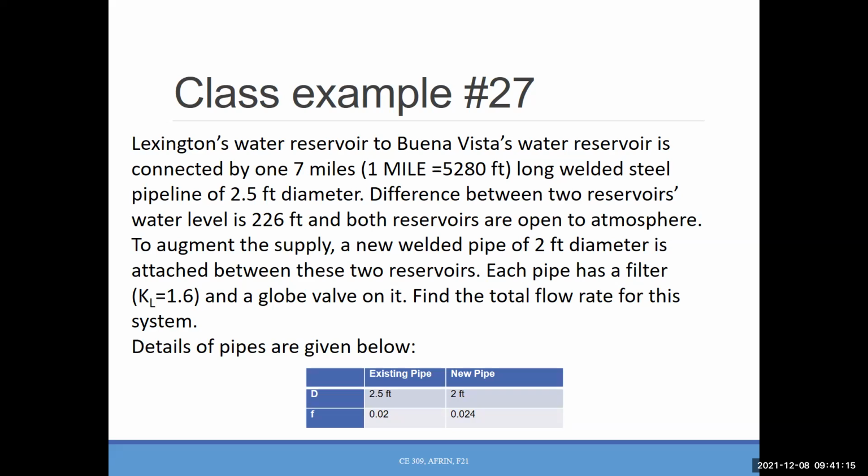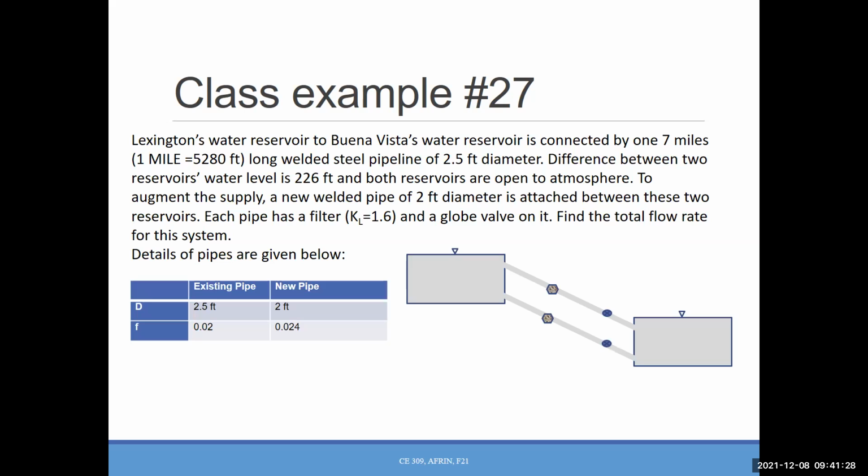Thank you very much. So for this question, in between Lexington and Buena Vista, we have two reservoirs. Both of them are open to atmosphere, okay? And initially there was just one pipe. I named that as existing pipe, and I will name that as pipe 1 because existing new pipe, that will take more time to write down.